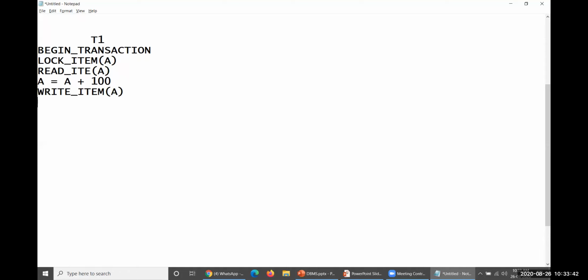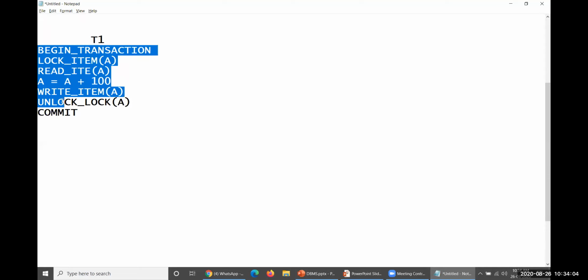After that, you have to release that particular lock from that particular item. Then obviously you have to operate commit. If you operate commit, obviously it goes to the server permanently. So this is a valid transaction.